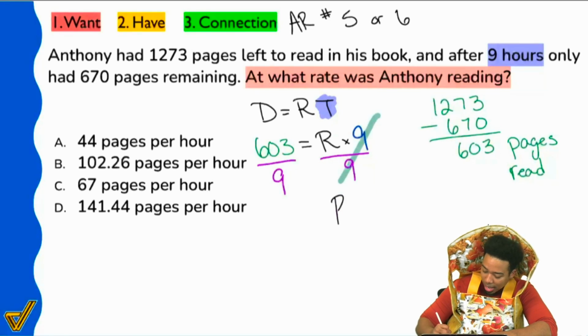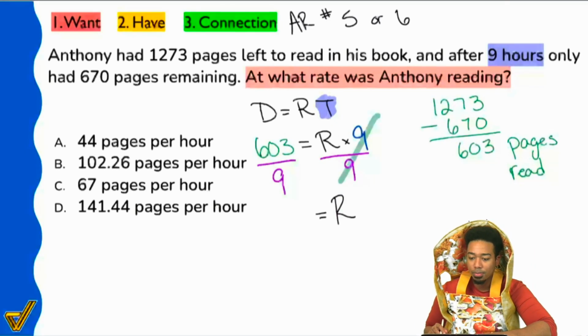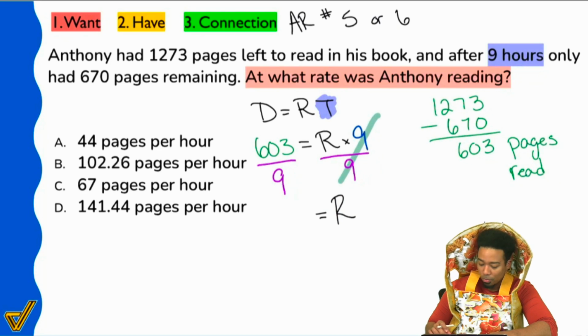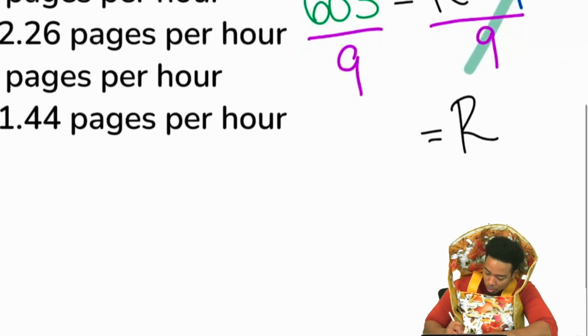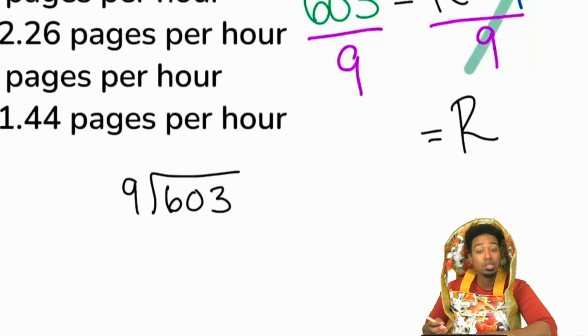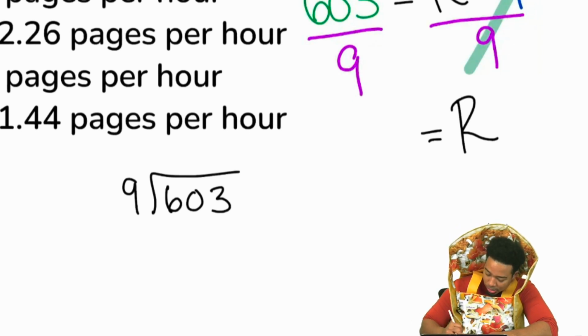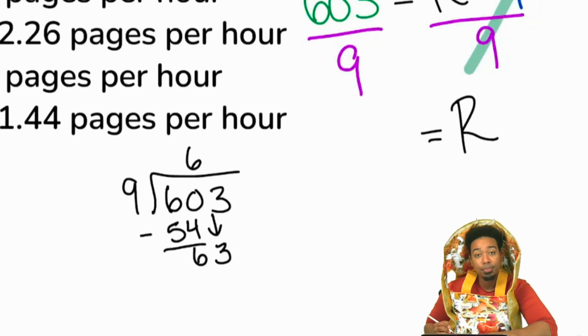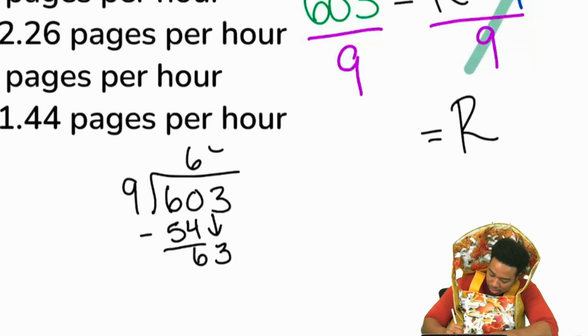We end up getting our rate equals... So from there, we'll divide. We'll put 9 into 603. 9 goes into 60, that would end up being 6 times. We subtract 54 to get 6 remaining. Drop 3. 9 goes into 63 7 times.